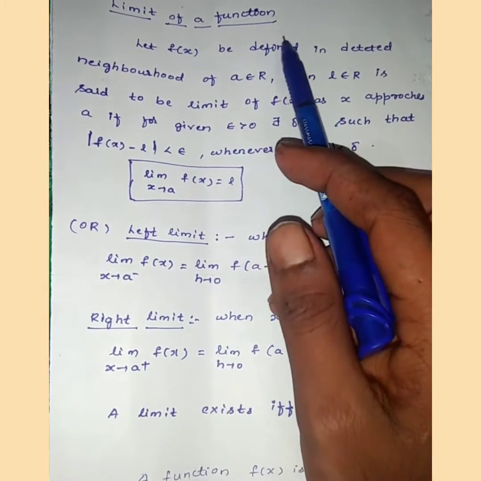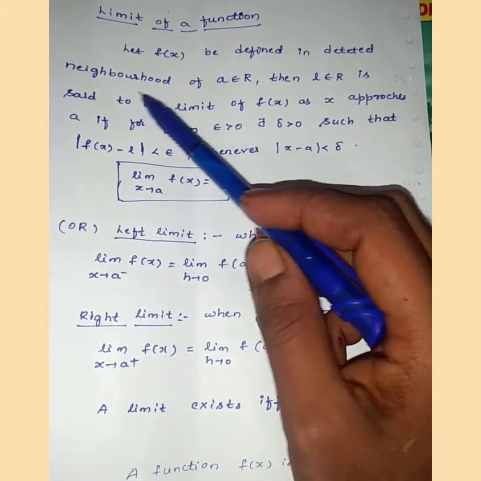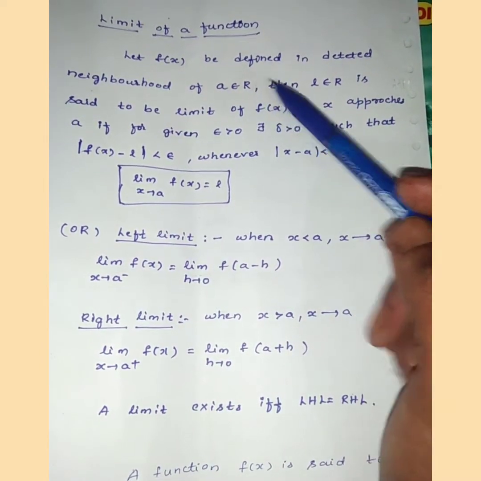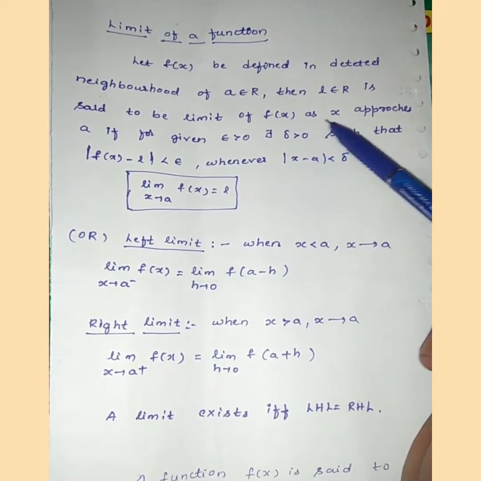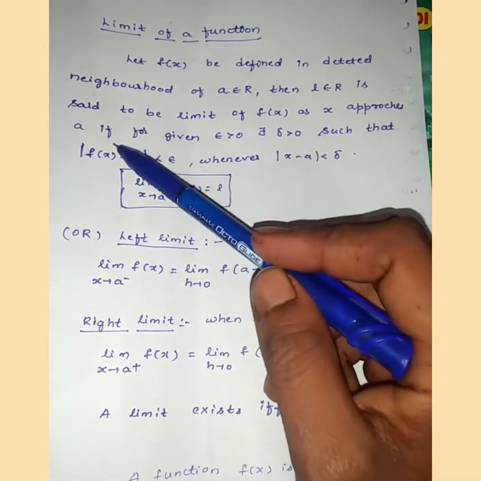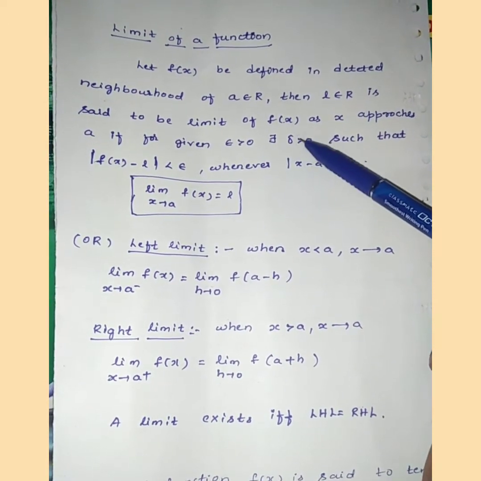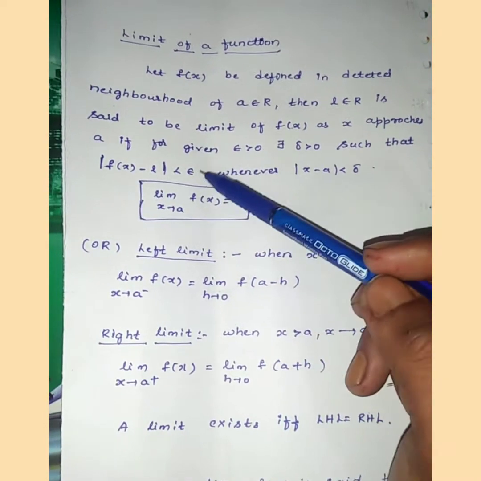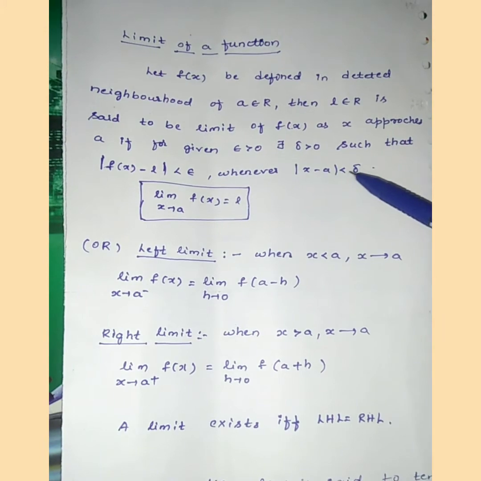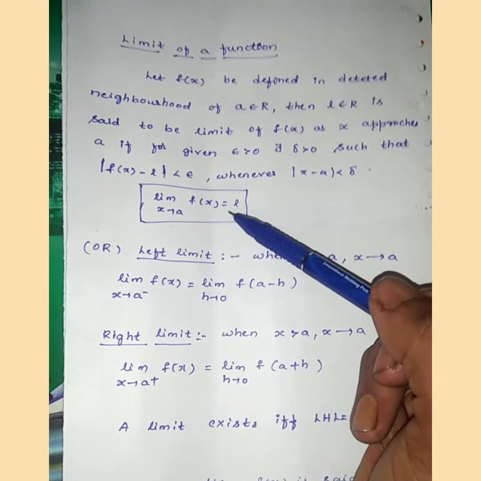Limit of a function definition: let f of x be defined in a deleted neighborhood of a belongs to R, then L belongs to the real numbers R is said to be the limit of f of x as x approaches a if for given epsilon greater than 0 there exists delta greater than 0 such that mod of f of x minus L is less than epsilon whenever mod of x minus a is less than delta. Therefore, limit x tends to a of f of x is equal to L. This is one of the definitions.